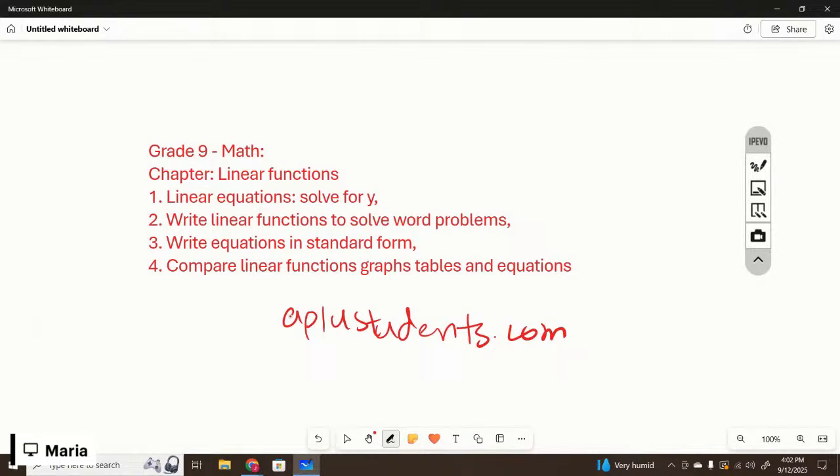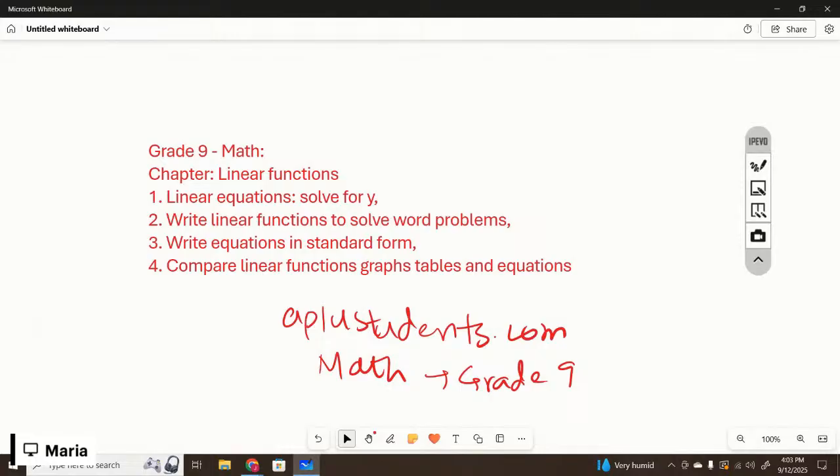Then you have to select math from the subject tab. Scroll down to grade 9 math and then click on view all lessons. There you can find a list of the chapters. We're going to start with the chapter linear functions.